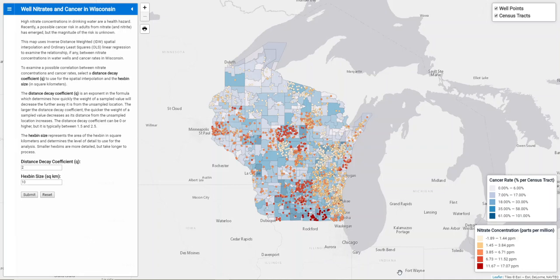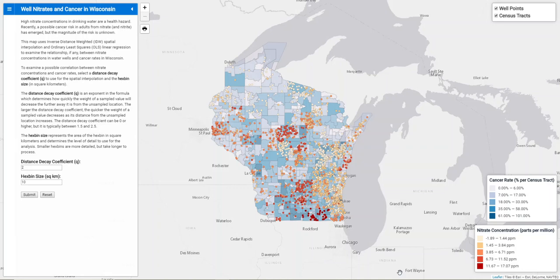Hi, this is Lauren Winkler demonstrating the web mapping application I developed for Project 1 of UW-Madison's Capstone and GIS development course. Research suggests that there may be a link between high concentrations of nitrates and nitrites in drinking water and cancer occurrences. The Wisconsin Department of Natural Resources requested a spatial analysis to see if there's a statistically significant correlation between nitrate and nitrite concentrations in drinking water and cancer.